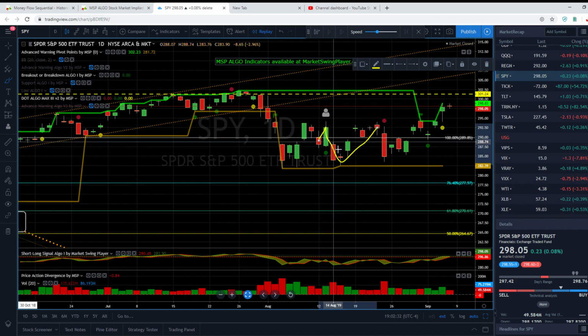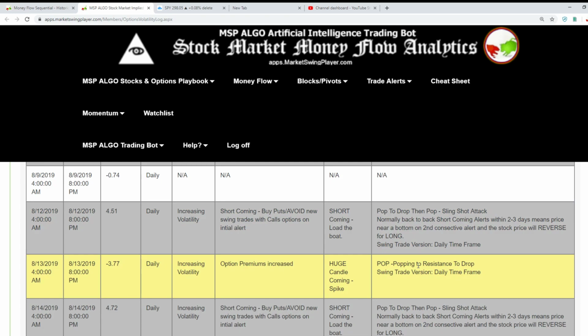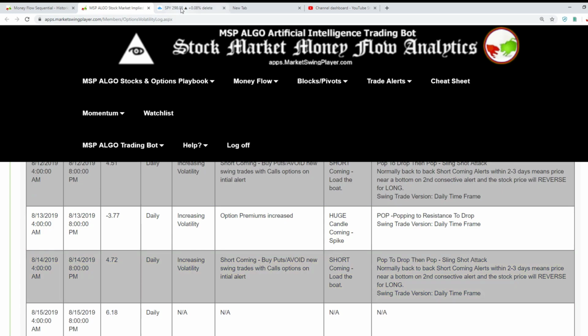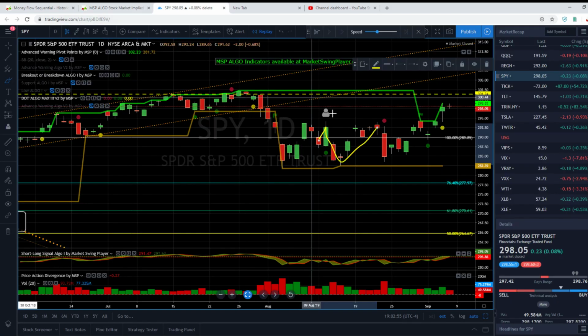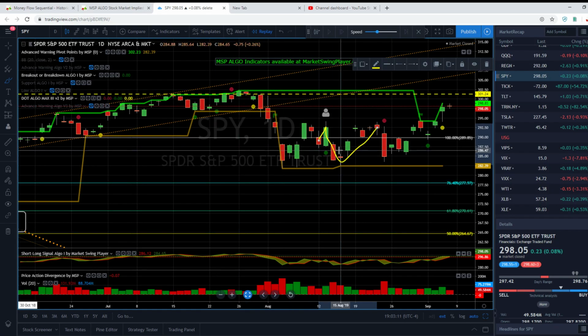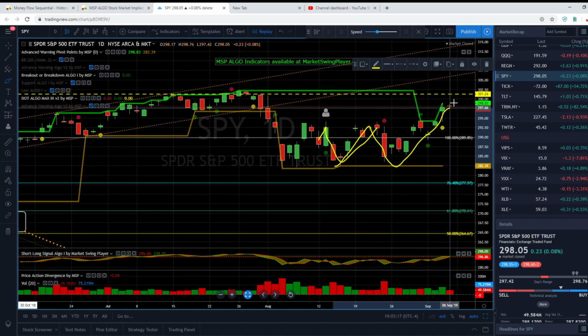See how I got my little, and then if a slingshot alert comes out within 2 to 3 days, you're near bottom, right? That's what it says. So we got another slingshot on the 14th. So we know we're near bottom. Pop to drop to pop.